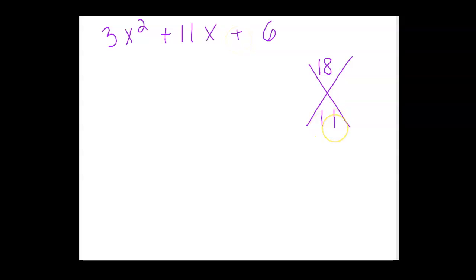So what we have to do is consider the first term, which is 3x squared, as well as the last term, which is 6. So you say, okay, I need factors of 3 times 6, which is 18, that sum to my middle number. So I need two numbers that multiply to 18, but add to 11. 2 and 9.